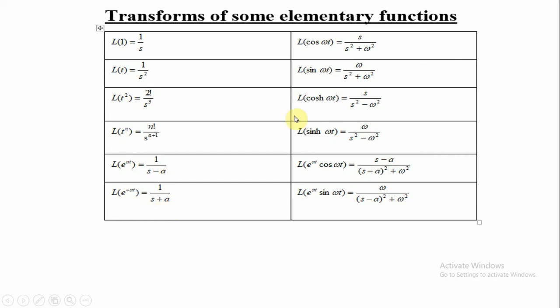equals 1 by s plus a, L of cos omega t equals s by s square plus omega square, L of sin omega t equals omega by s square plus omega square, L of cos h omega t equals s by s square minus omega square, L of sin h omega t equals omega by s square minus omega square, L of e raised to at cos omega t equals s minus a by s minus a whole square plus omega square, L of e raised to at sin omega t equals omega by s minus a whole square plus omega square.